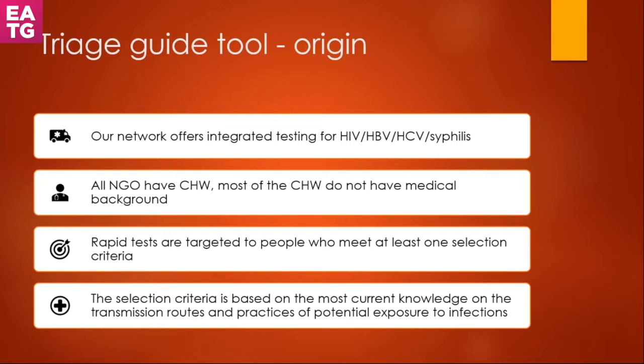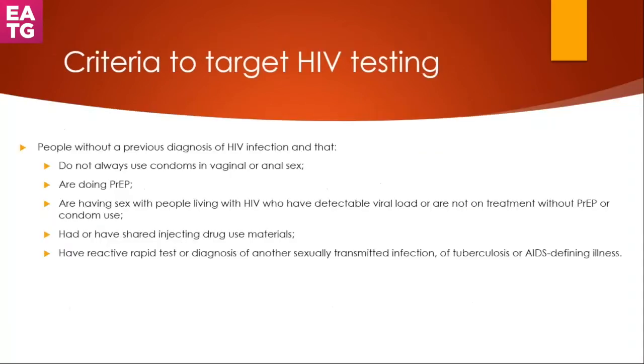The rapid tests are targeted to those who meet at least one selection criterion, and the selection criteria are based on the most current knowledge of the transmission routes for these infections or practices of potential exposure. So as an example, I will show the criteria for the 4 infections. These criteria are a reference from the WHO, CDC, European CDC, so the international recommendations and national recommendations for testing.